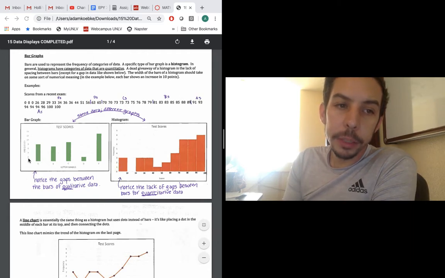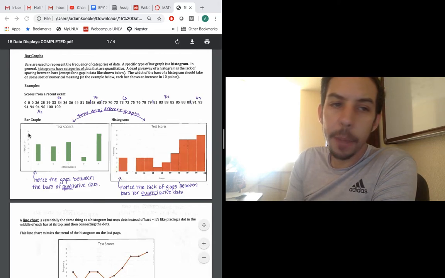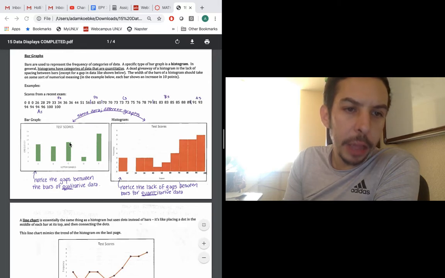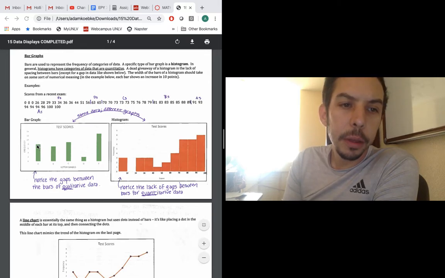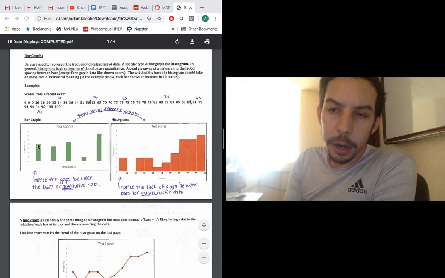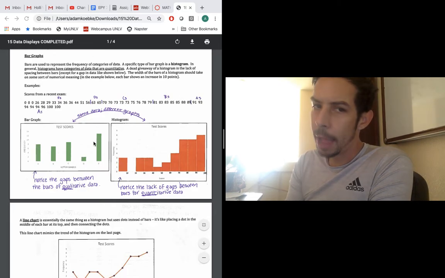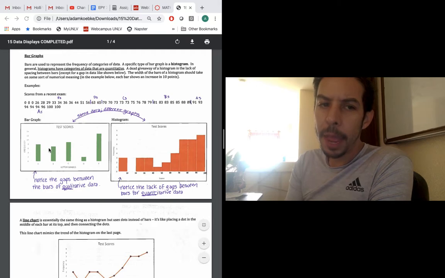Both of them use frequency along the vertical axis. Frequency is just telling us how many times something occurred. So over here, I can look at how many A's, B's, and C's there were by looking at the height of the bars. It takes some investigation if we want to know exact values, but at a quick glance, it shows us a distribution. I can see there weren't very many D's. There were more F's than anything, and the A's, B's, and C's were pretty level.